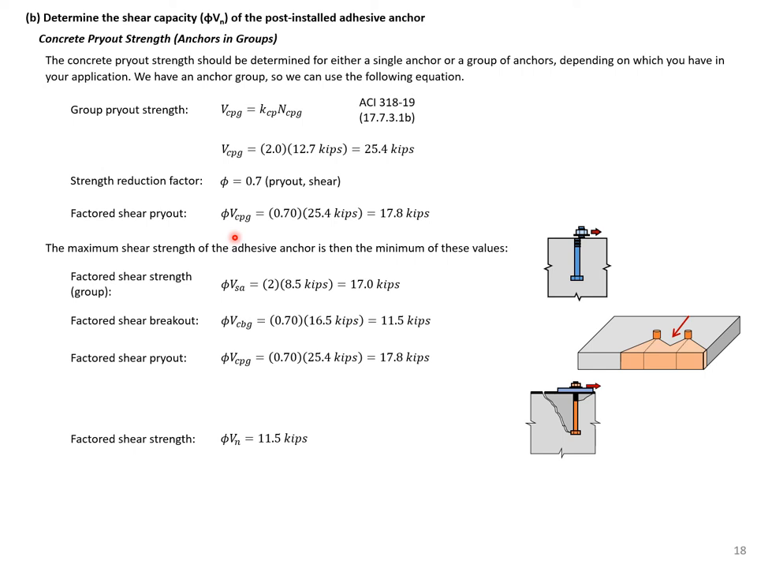The maximum shear strength for our adhesive anchor is then going to be the minimum of these three failure mechanisms. So we have first our factored shear strength of our group, which was 17 kips. So we have two anchors times the individual shear strength for each anchor. We had the factored shear breakout strength of the entire group of 11.5 kips, and then our factored shear pryout strength for the group equal to 17.8 kips. So we can see that the minimum here is 11.5, so that'll be the factored shear strength of our post-installed adhesive anchor connection.